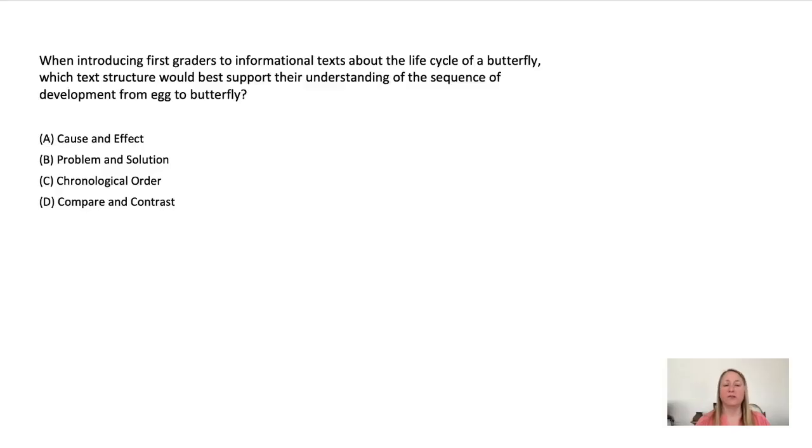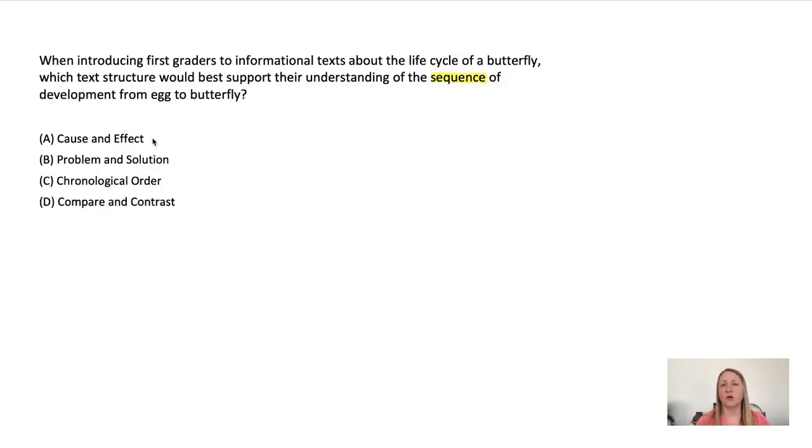When introducing first graders to informational texts about the life cycle of a butterfly, which text structure would best support their understanding of the sequence of development from egg to butterfly? It's important to note the key word sequence. Sequence means order. So our first answer is cause and effect. Second answer, problem and solution. Third answer, chronological order. Or fourth answer, compare and contrast.